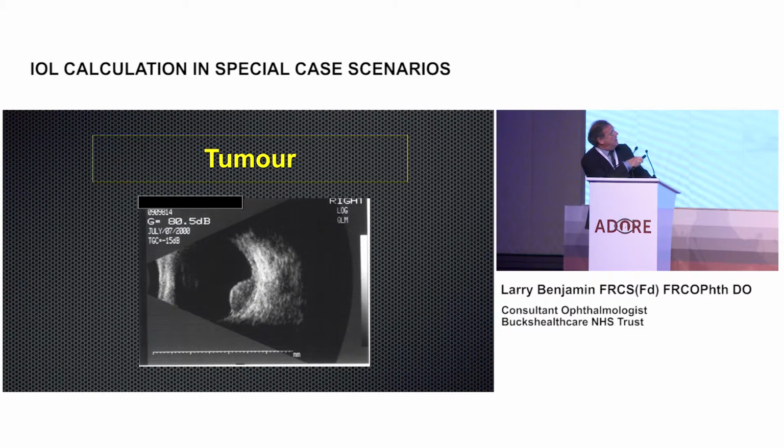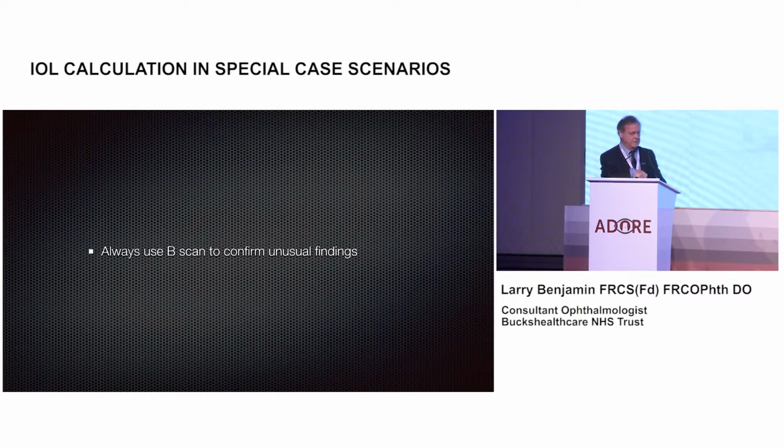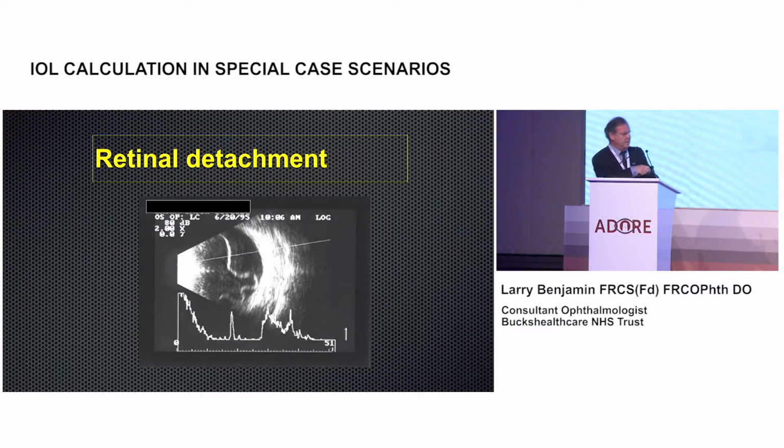Here's an example of a choroidal neoplasm, and although the A scan is not showing here, you'd get a much earlier retinal peak. So again, if you're getting a reading that you don't understand and doesn't really fit with what's going on, always do a B scan and you'll find some surprises. Here's an example of that. So again, an early retinal peak. Why is that? On the B scan, there's a retinal detachment.